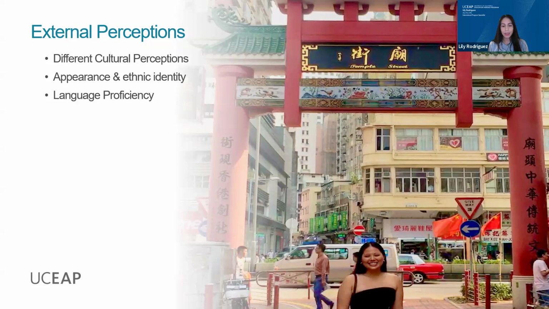Your appearance and ethnic identity may also be perceived differently. For example, locals may make assumptions about your ethnicity or identity. If you are of mixed heritage or look different from the local population, you may be perceived as an outsider. Lastly, your language proficiency could also affect the way you're perceived. Your language skills may shape how locals interact with you. If you look like a local but struggle with the language, this could lead to unexpected challenges or awkward interactions. Additionally, the local dialect or slang may be different from what you learned in the classroom or at home.